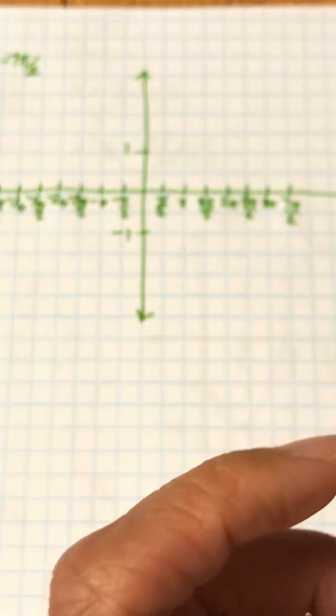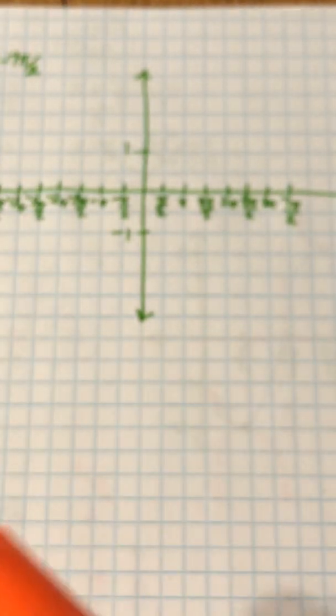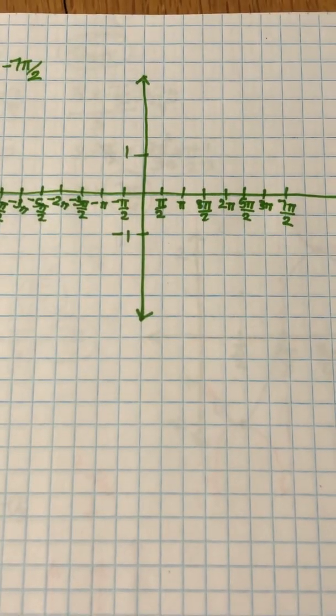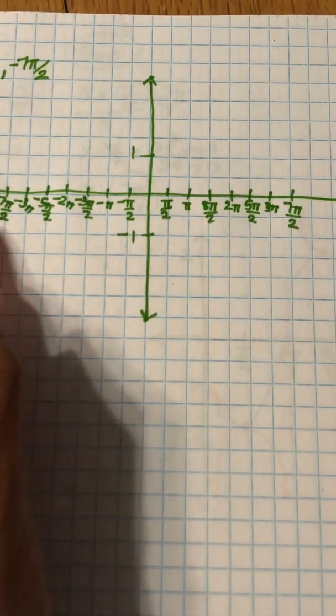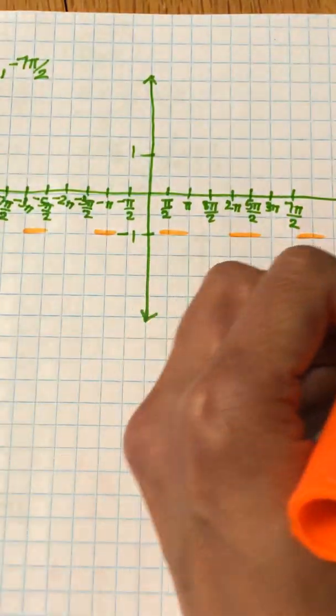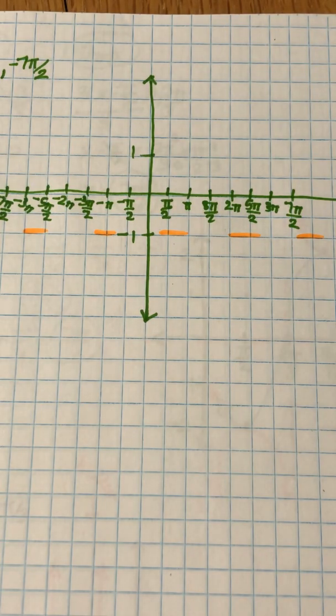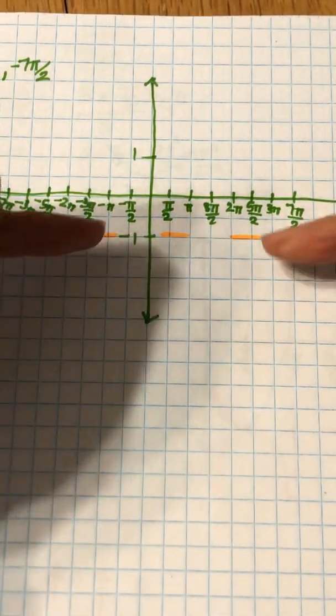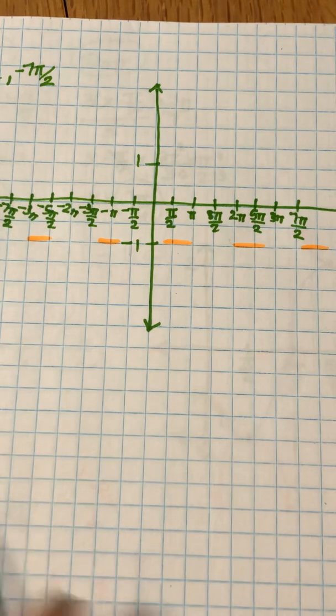Okay, before we do anything else, let's remember the midline got moved. Focus. Okay, it got moved, so it went down one. So I'm marking my midline down here. And so when we plot points, it's going to be on this line, not on the x-axis.